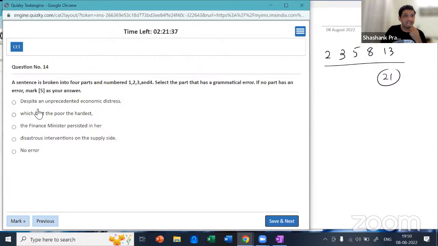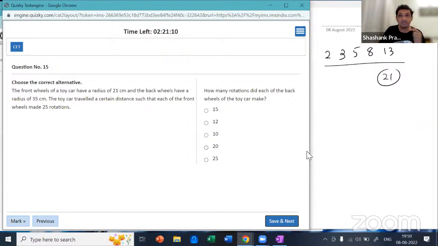Grammatical error. Okay, despite an unprecedented economic distress, there should be a comma. I don't know. Okay, which hurt the poor the hardest. The finance minister persisted in her disastrous interventions. Persisted in her, persisted with her. So 3 I think is wrong. Although this comma is slightly distracting, this full stop should not have been there. But the finance minister persisted in her disastrous interventions. Persisted. You persist with something. Okay, I'll go for this one. That comma is okay.